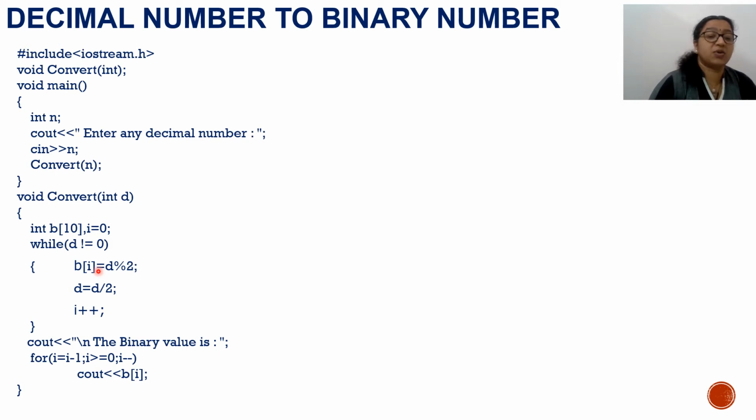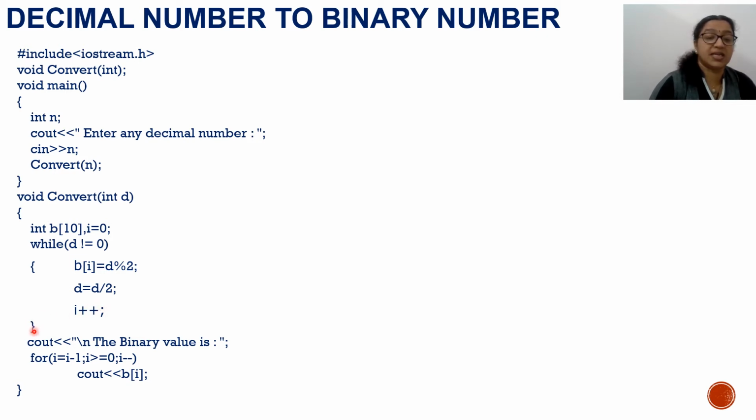Then the next is what? We want to divide this. Is it? We want to override the decimal number with the quotient of that number. So d is equal to d by 2 means we are dividing the value by 2 and we are storing that quotient in d itself. So we are updating the value here. Now i++. i++ means again we want to divide it and we want to store the remainder in the array. So we need the next index number. So we want to increment the index number here. So i++, we'll get i as 1 now.